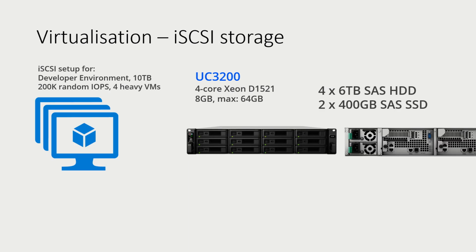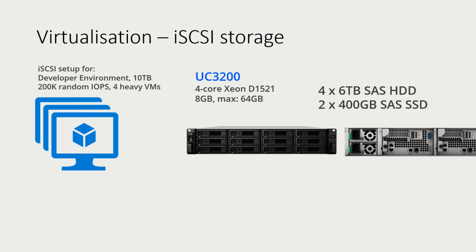Now the second setup, virtualization. Now for iSCSI storage, and if you only need iSCSI, I highly recommend you go with our dual controller called UC3200. Now the reason is that it has two controllers in an active mode. That means that you get not just better performance, but really lightning fast failovers should a controller fail.